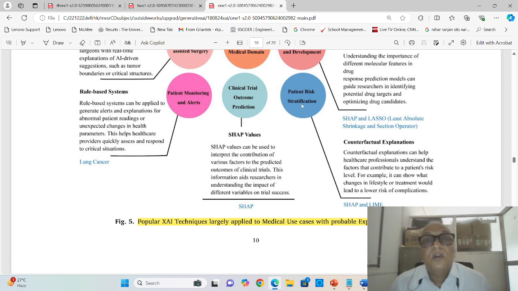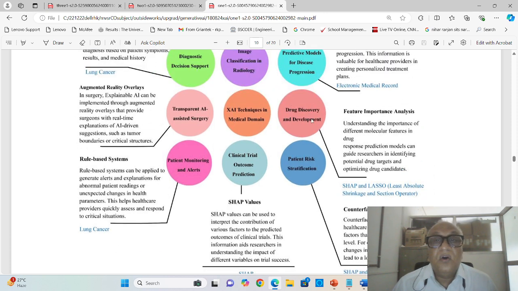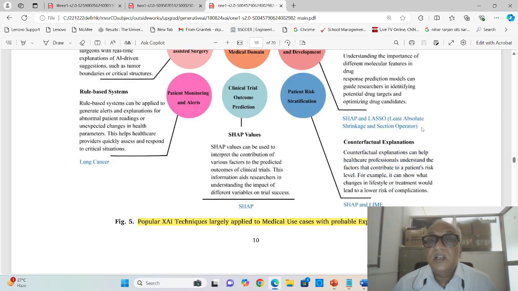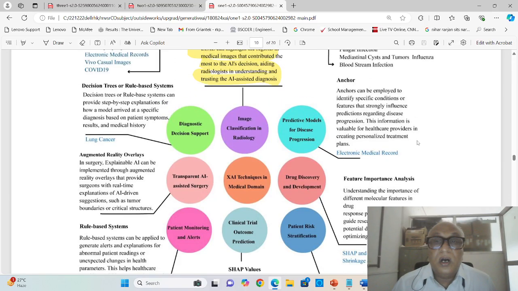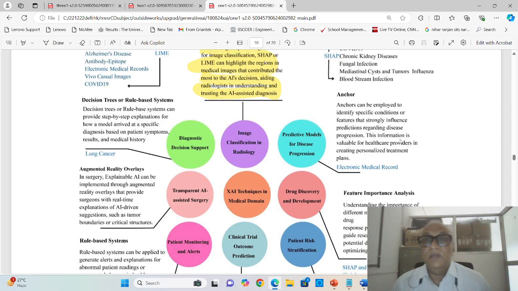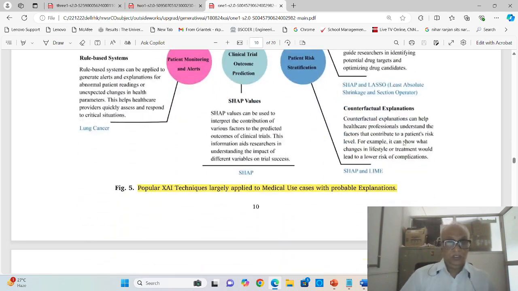If you have patient risk stratification, grouping or classification, then you can use SHAP or LIME. If you have drug discovery and development, you can use SHAP and LASSO. LASSO stands for least absolute shrinkage and selection operator. In the electronic medical records, predictive models for disease progression, anchors can be employed. So these are a few of the popular explainable AI techniques which are used in the healthcare domain.